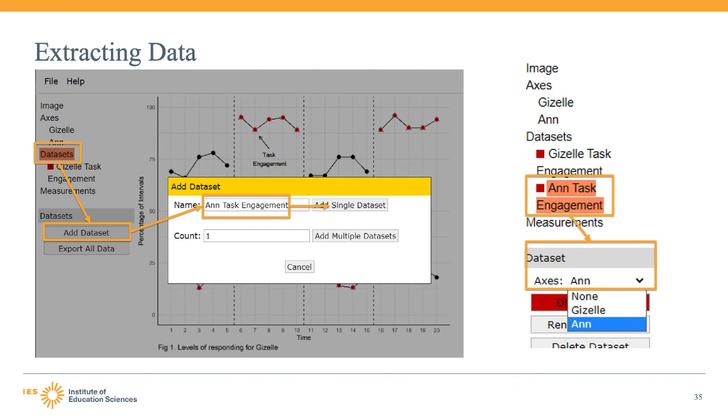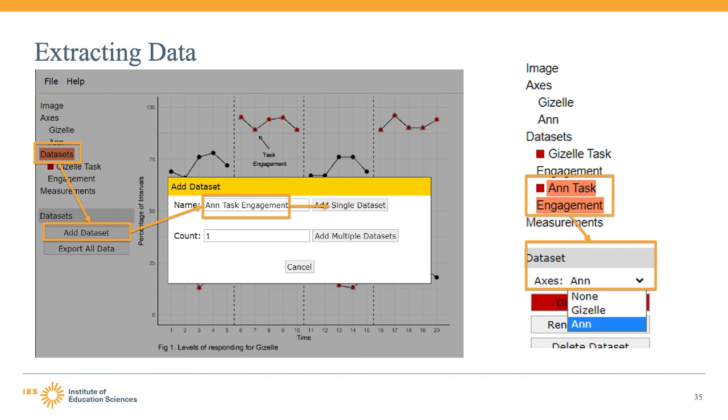To begin extracting outcome data for a new participant, select Datasets, and then select Add Dataset. Enter a descriptive name into the box labeled Name, and then select Add Single Dataset. Ensure that the correct axis calibration is selected under the description of the dataset on the right side. Once you have created a new dataset, you can extract data corresponding to that case and outcome as described above.